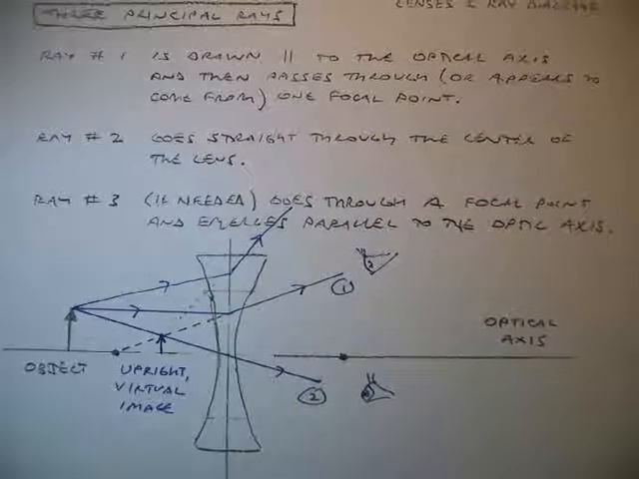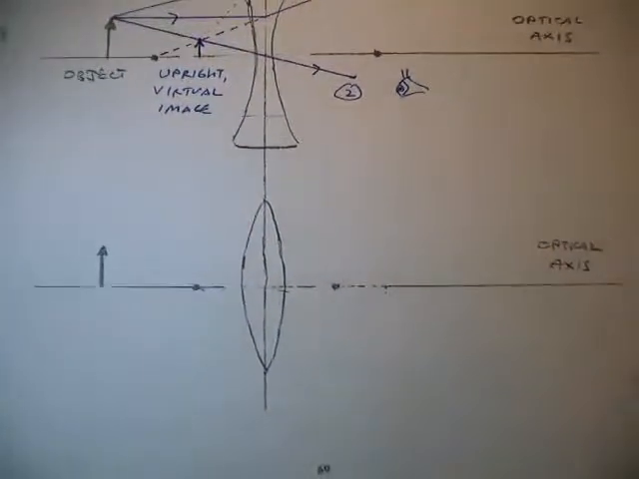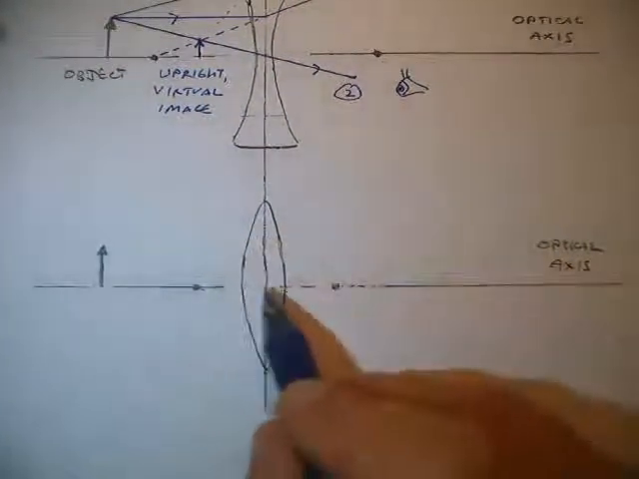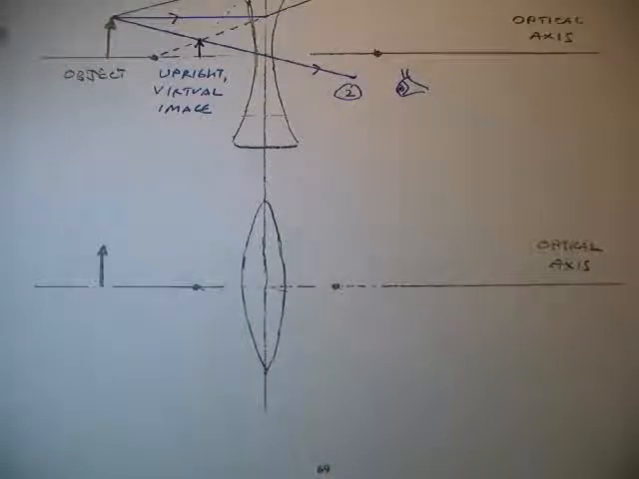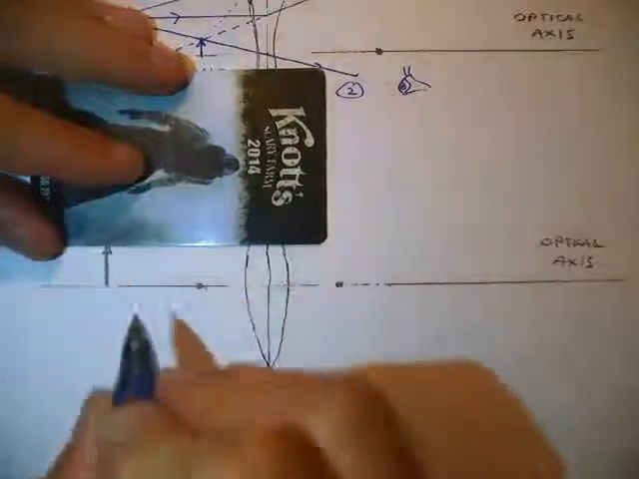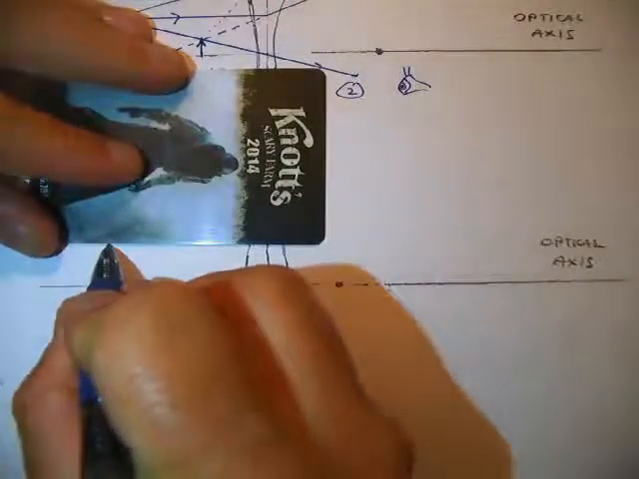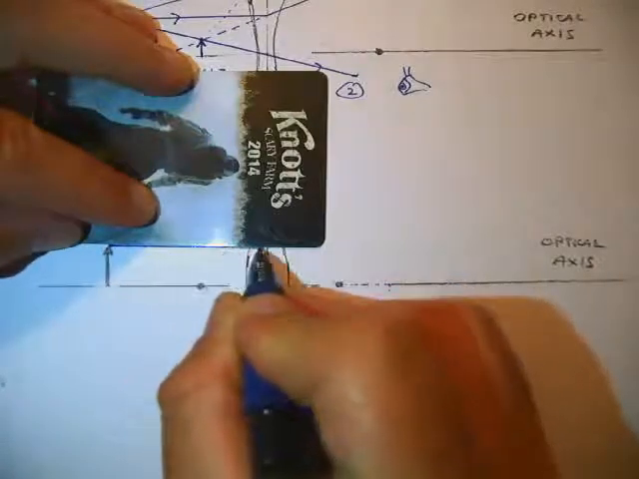So let's give another one a go. This one's interesting. This is a different type of lens. This is what's called a converging lens. You notice it's fat in the middle. And we're going to start this the same way. The idea is to figure out where the image shows up. So you start again with this light ray that comes in parallel to the optic axis. So let's do that. Here it goes.